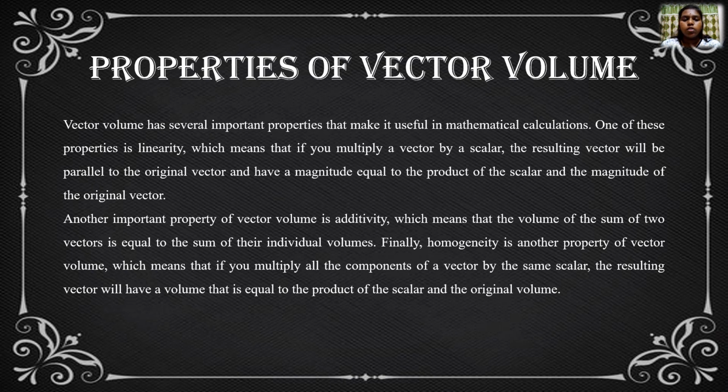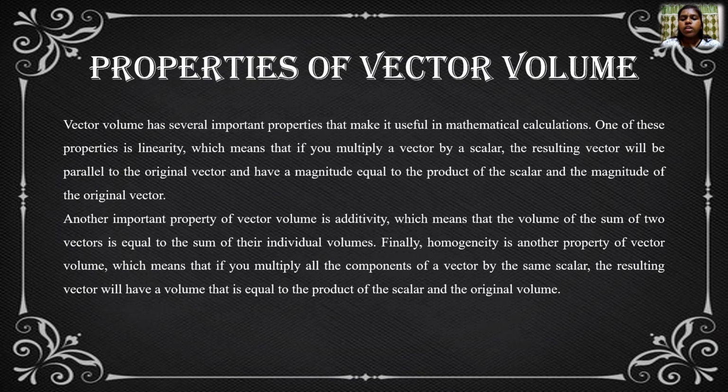Properties of vector volume. Vector volume has several important properties that make it useful in mathematical calculations. One of these properties is linearity, which means that if you multiply a vector by a scalar, the resulting vector will be parallel to the original vector and has a magnitude equal to the product of the scalar and the magnitude of the original vector. Another important property of vector volume is additivity, which means that the volume of the sum of two vectors is equal to the sum of their individual volumes.